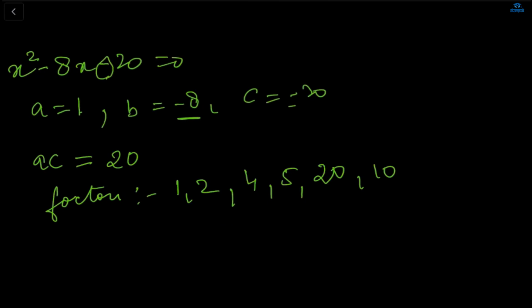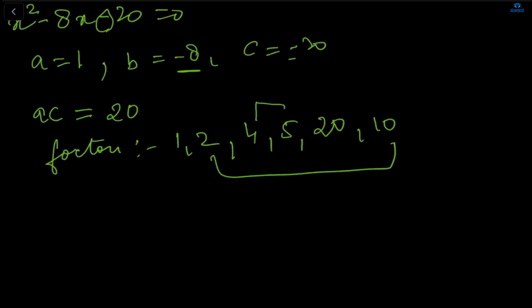The subtraction should give 8, but the multiplication of the two factors should be 20. 5 fours are 20, and 2 tens are 20. So see, 2 and 10 will work, because if you subtract 2 from 10, you will get 8. Yes or no? Am I right? So you are going to choose 2 and 10.